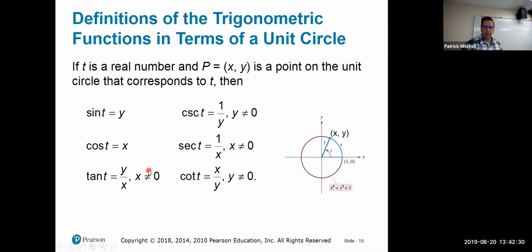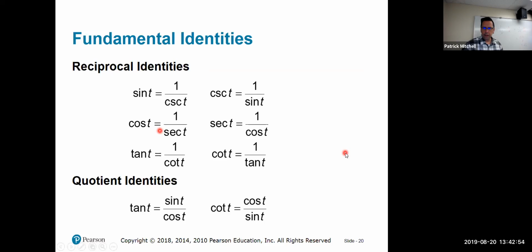Those are reciprocals. And then the other thing that you're going to see on the next slide, see how the sine is y and the cosine is x? That means instead of writing tangent t as y over x, I could say that the tangent of t is the sine of t over the cosine of t. And that is exactly what I am going to say on this slide.